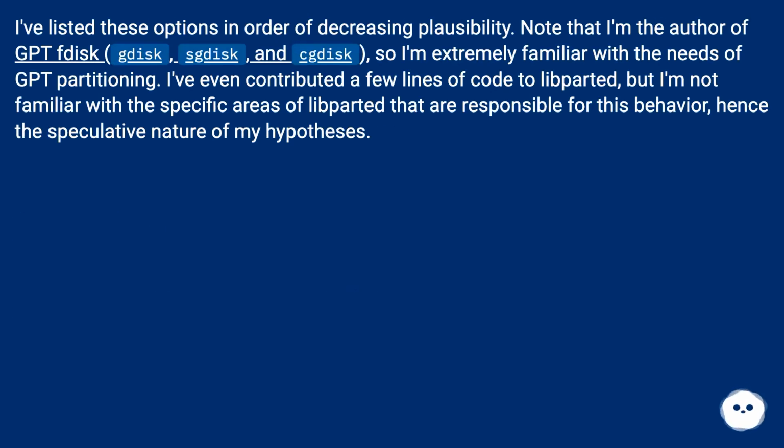I've listed these options in order of decreasing plausibility. Note that I'm the author of GPT-fdisk, gdisk, sgdisk, and cgdisk, so I'm extremely familiar with the needs of GPT partitioning. I've even contributed a few lines of code to gparted, but I'm not familiar with the specific areas of gparted that are responsible for this behavior, hence the speculative nature of my hypotheses.